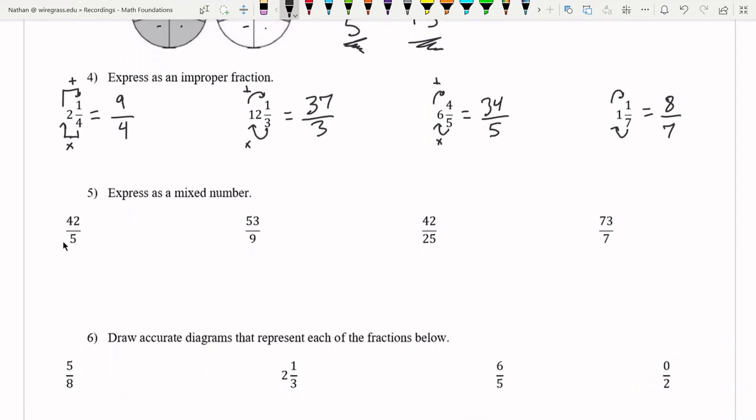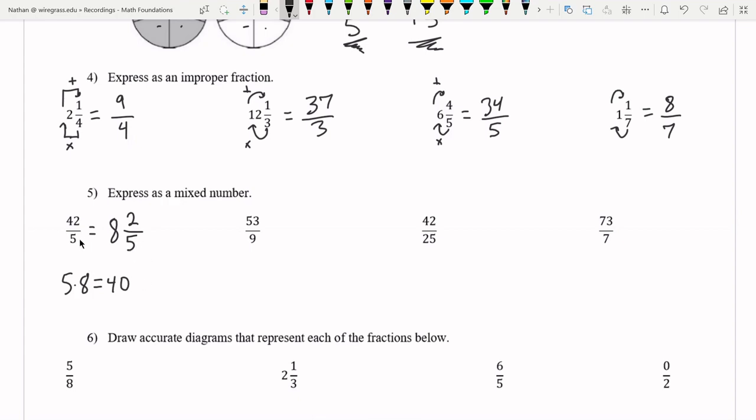Now, to go the other way, all we have to do is ask how many times can 5 go into 42? You can do this by just looking at multiples of 5, or you can do it on a calculator by doing 42 divided by 5 and taking the whole number that shows. You're probably going to get a decimal number, but the whole part is what we care about. 5 can go into 40 8 times evenly, because 5 times 8 equals 40. And that gives us a remainder of 2, because 42 minus 40 is 2, and we're going to keep the same denominator.